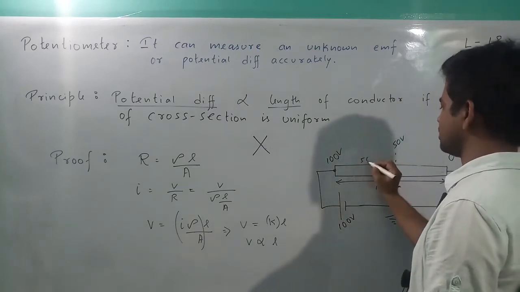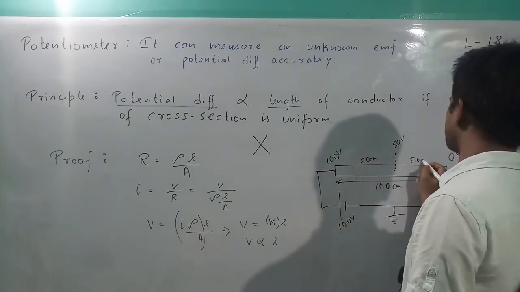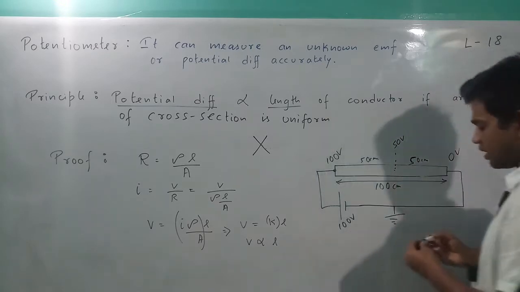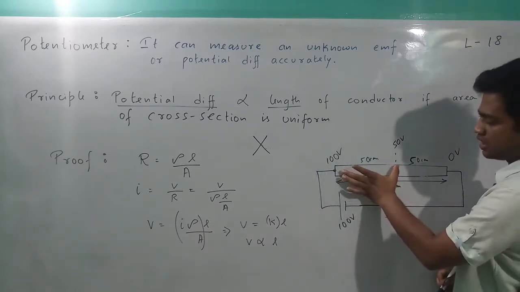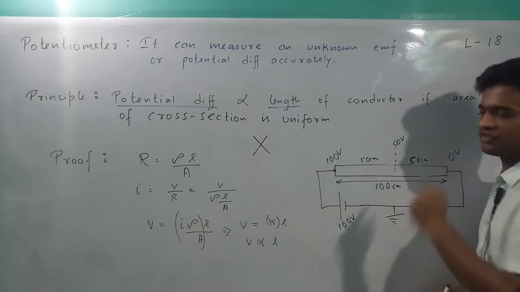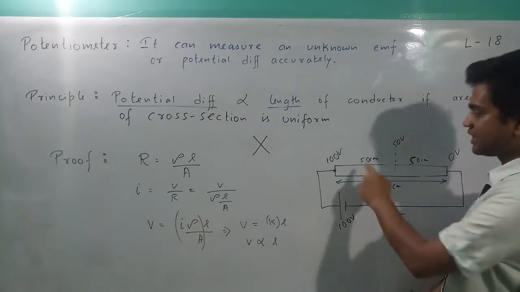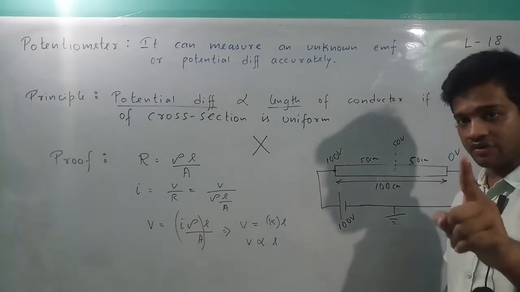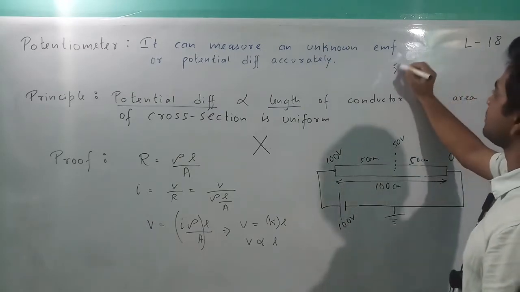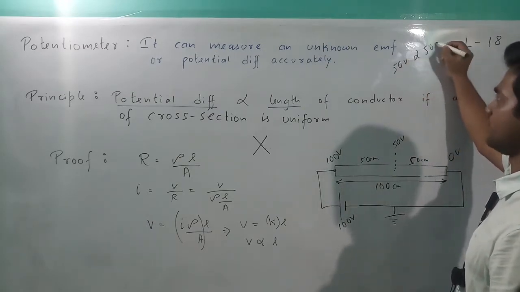This length is 50 centimeter, this length is 50 centimeter. What is the potential difference across this 50 centimeter? 100 minus 50, that is 50 volt. So for 50 centimeter, we have a potential difference of 50 volt. So I can simply write 50 volt proportional to 50 centimeter here.